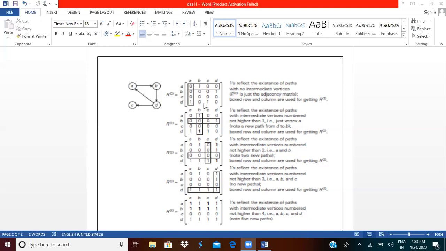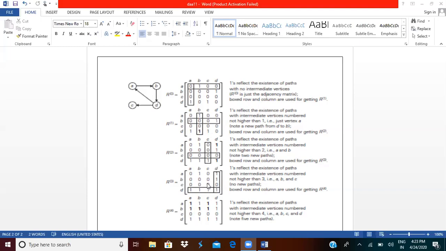Understood? Okay, sir. In the initial step, the length should be only 1. Maximum length should be 1. Only I can take A. Now for deriving this matrix from this, I need to take AB. That means the maximum vertex length is AB, 2. It should not exceed more than 2.